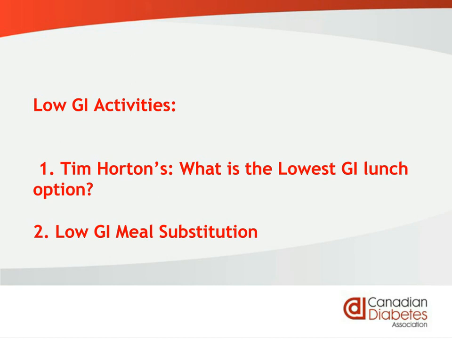I chose Tim Hortons because Canadians love their Tim Hortons, and you can find Tim Hortons in most towns across the country. So we're going to look at the menu and pick what we think is the lowest GI lunch option. And for the second activity, we're going to do a low GI meal substitution. I'm going to show you a breakfast, lunch, and dinner that someone might eat, and we're going to swap at least one high GI or medium GI choice out for a lower GI choice.